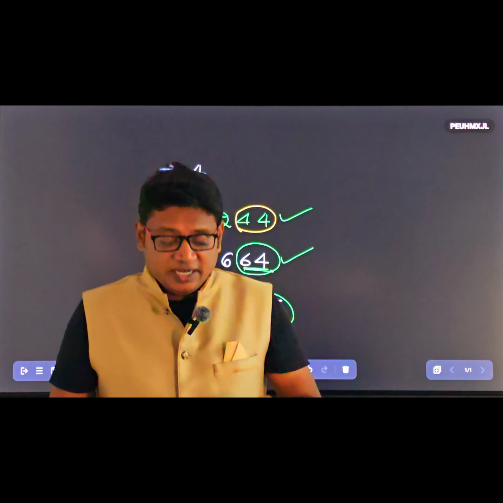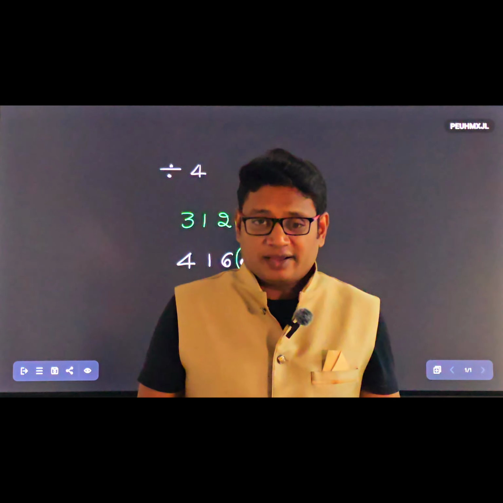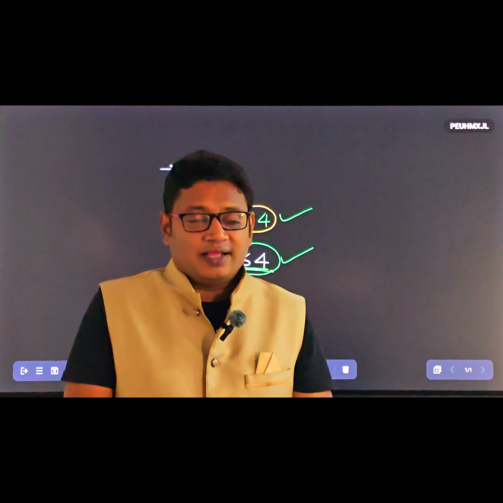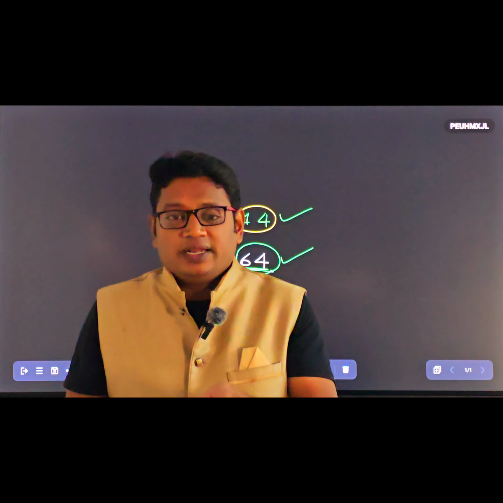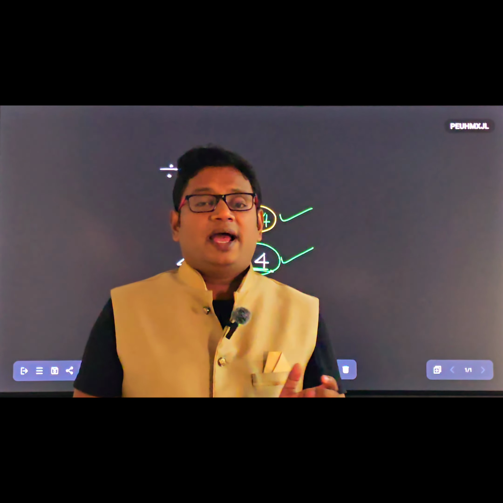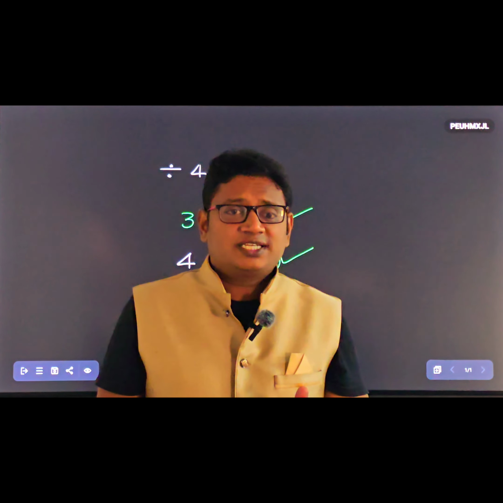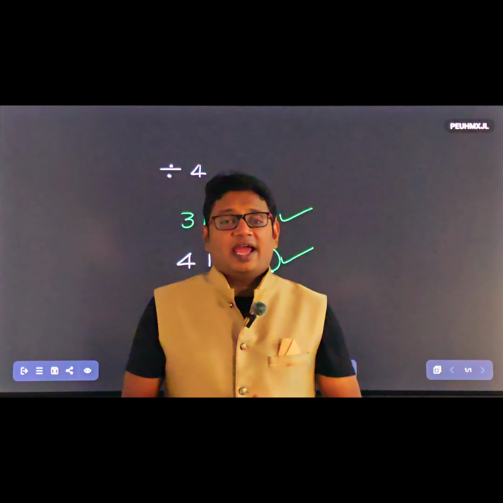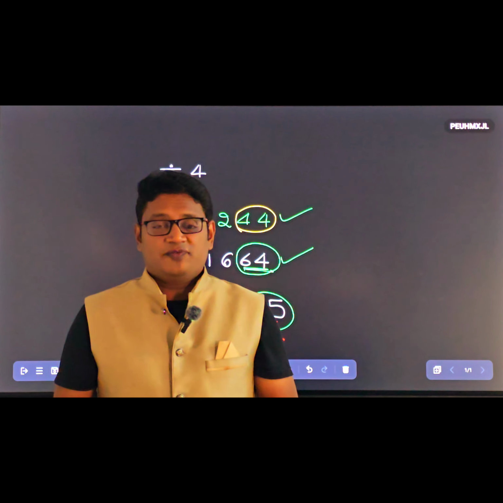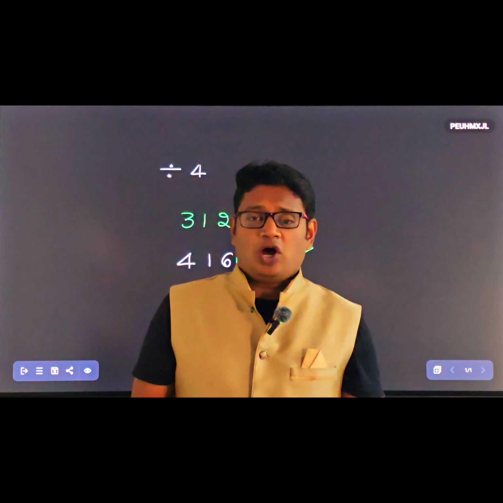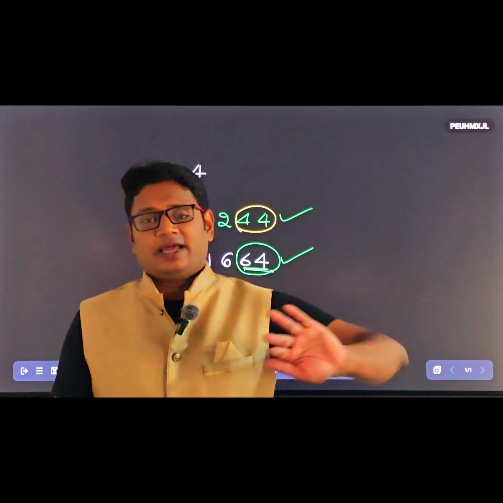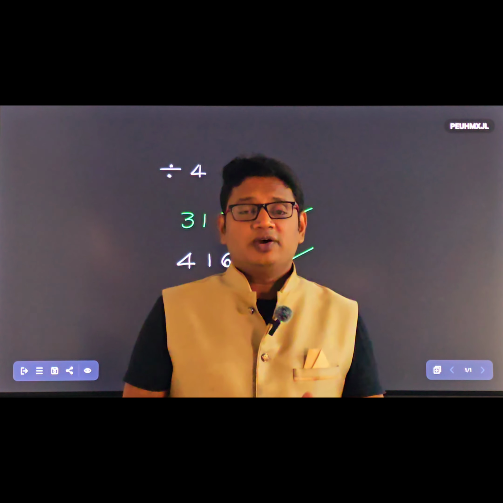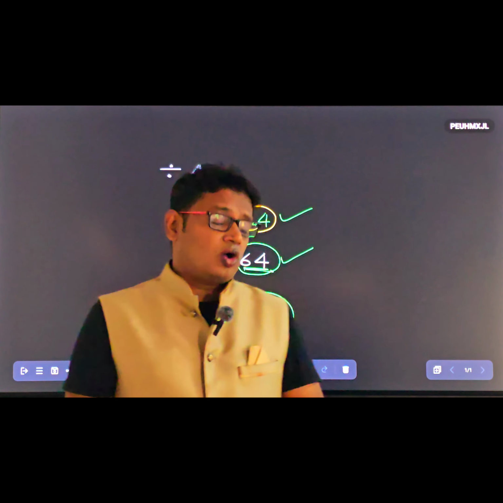Why am I explaining the divisibility by 4 rule here? Because I require this concept to solve the next set of questions. Hence, I am explaining. Hope you have understood the concept. If the last two digits are divisible by 4, then the entire number is divisible by 4. If the last two digits are not divisible by 4, then the entire number is not divisible by 4. Hope you have understood the concept.